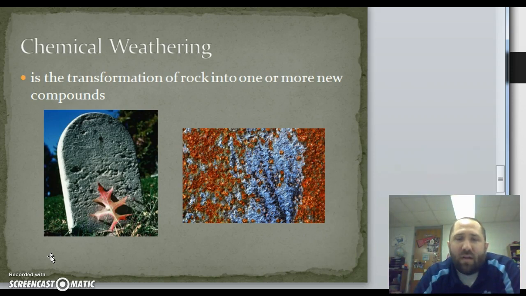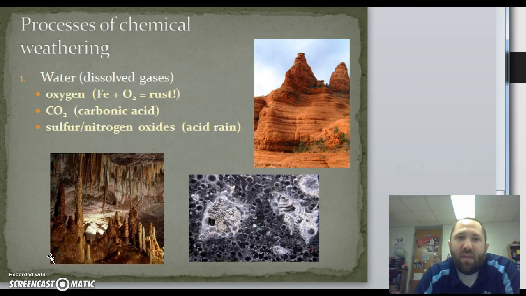Chemical weathering, like I said, transitions the rock from what it initially was into one or more new compounds. The number one chemical agent in chemical weathering is water, and mainly water in the gaseous state. What happens is the water reacts with other minerals to then do one of various things.